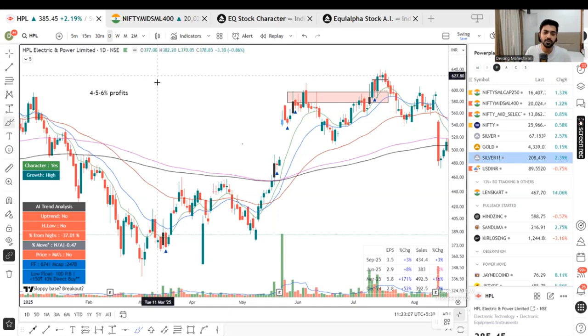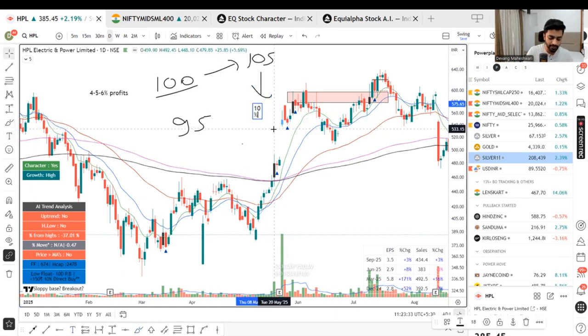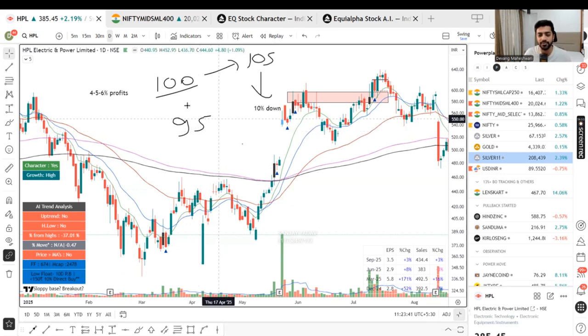Say a stock at 100, stop loss, let's say 5%, was coming at 95 rupees. Now before the result, you have the stock closed at 105 rupees, let's say. 105 rupees it closed, and the result came and it's a 10% gap down. Opening itself 10% down. So you will somewhere end it at like 94.5, 95 rupees. Still within your max risk.